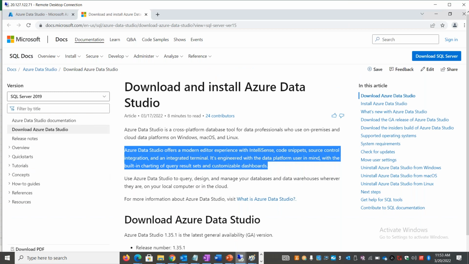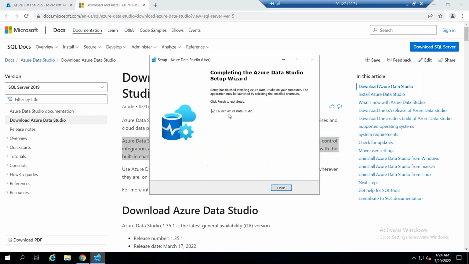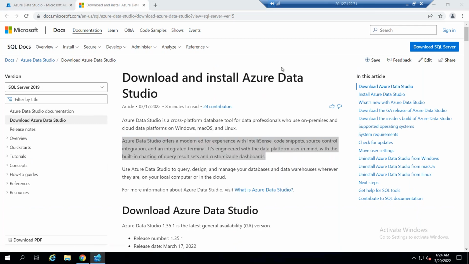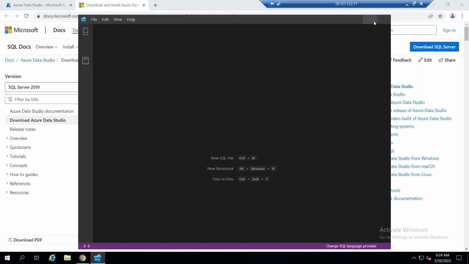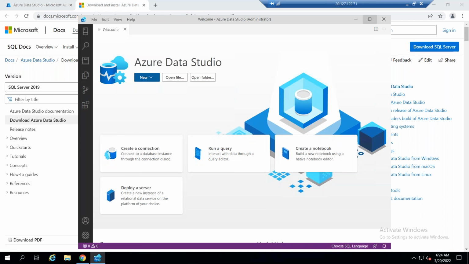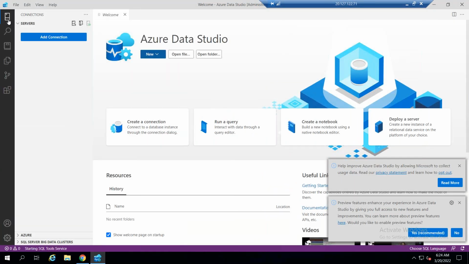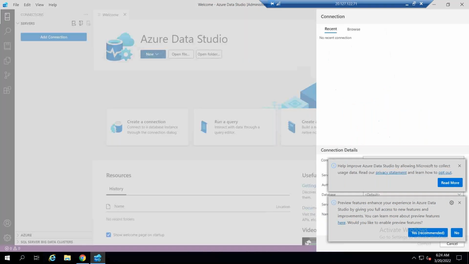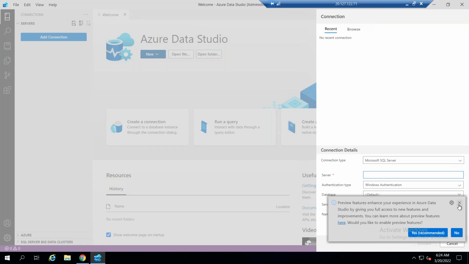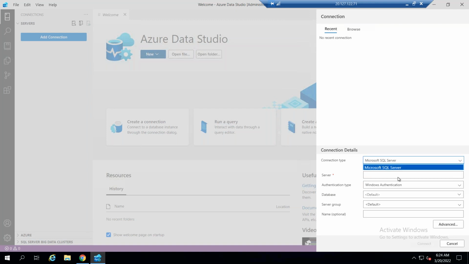Let's give it a minute. It will get installed quickly. Okay, it's done. It's a very simple tool. It is very easy to use also. If you go to the left, you have the connections options here. You can either add a new connection, or if you click on add connection, it gives you multiple different options. On the right here, you have the option to connect to Microsoft SQL Server. You can connect to different systems.